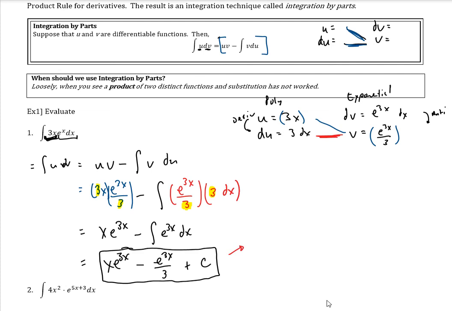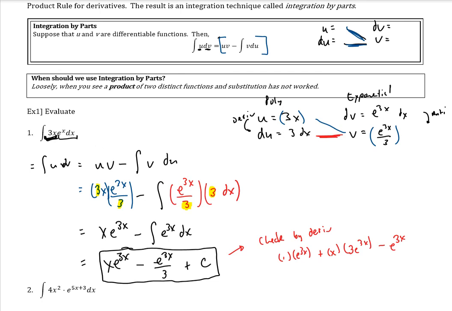Just like always, you could check by doing the derivative. All right, if we check with the derivative, the first part would require the product rule. It would be 1 times e to the 3x plus x times the derivative of e to the 3x, which would be 3e to the 3x. And then minus this derivative, which would be simplified into just minus e to the 3x. And then the derivative of c is 0.